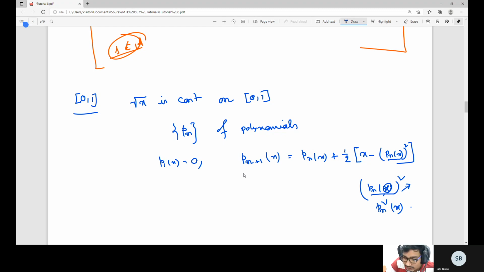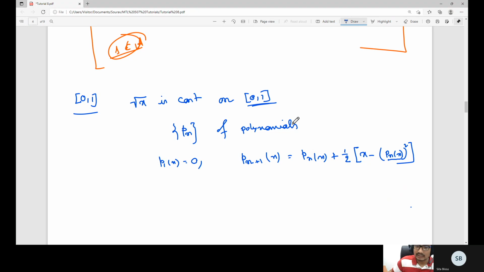Fine. Now see, your x runs over [0,1]. So it may happen that your Pn(x) becomes more than 1. So in that case, you will not apply Pn again, because the domain of definition of Pn is only [0,1]. That's why it's a different thing. It is not related to this problem. I just asked you. So whether it is clear.